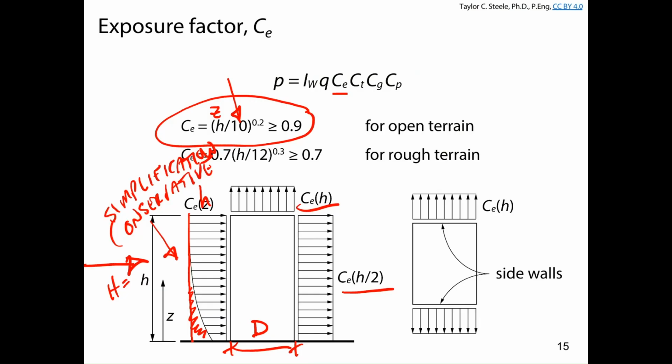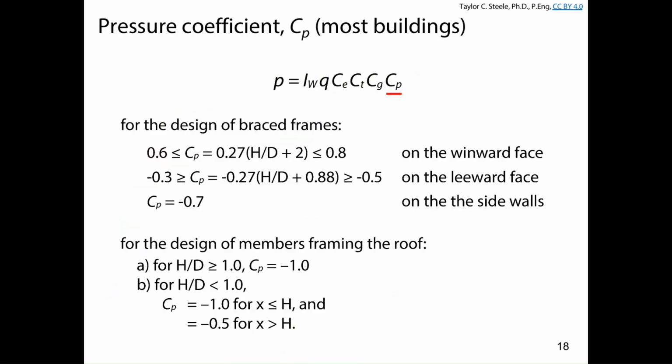Okay, so on the windward face, the value is going to be at least 0.6. We can't use anything smaller than that. The higher h over d gets, the closer we get to 0.8, but we don't need to exceed 0.8 as a factor on the windward face. Okay, so we need to calculate the h over d ratio to do that calculation. On the leeward face, we have negative values, okay, between 0.3 and 0.5, again depending on this h over d ratio.